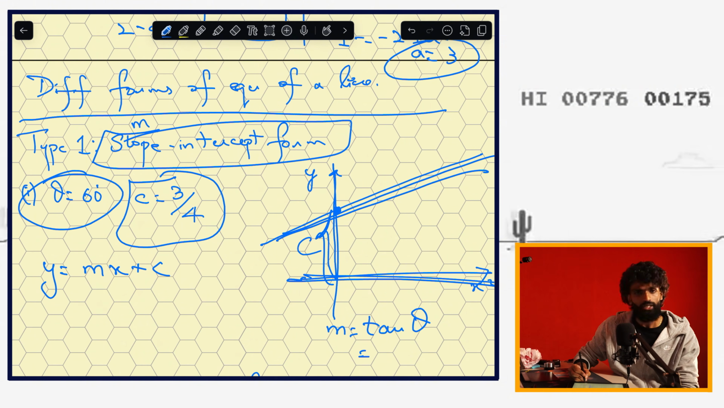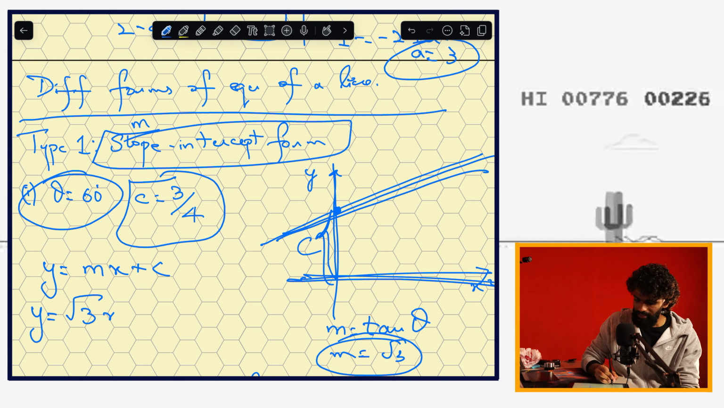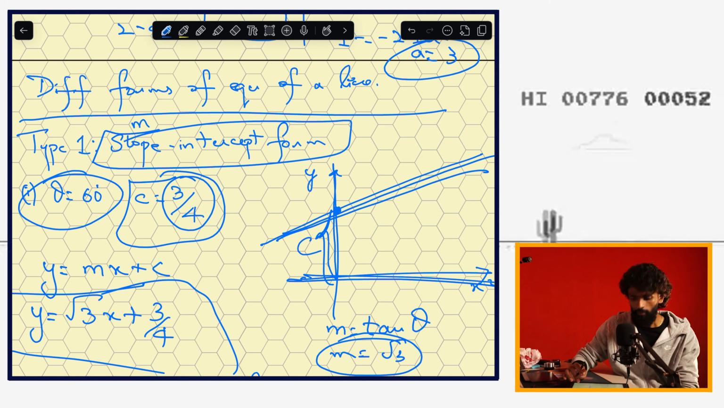Okay, so tan 60 will be the answer. Tan 60 is nothing but root 3. So you'll have to show this step of finding m. So the y remains as it is, m's value becomes root 3, x as it is, plus c as it is. What's the value of c? 3 by 4. You can simplify it by taking LCM and crisscrossing it. So this will be your final answer for the first equation.